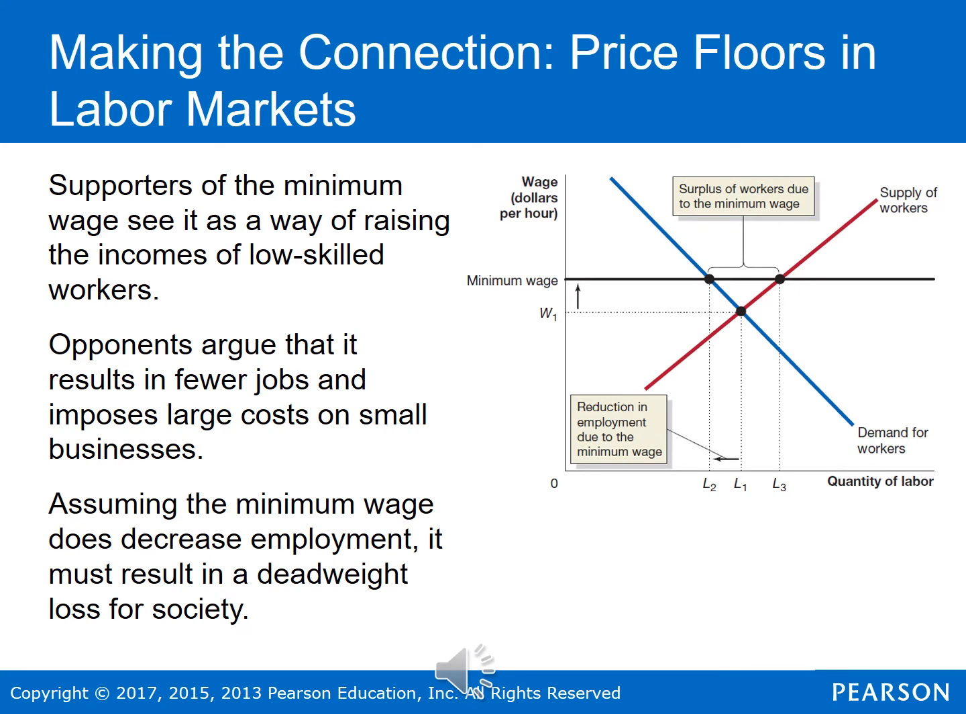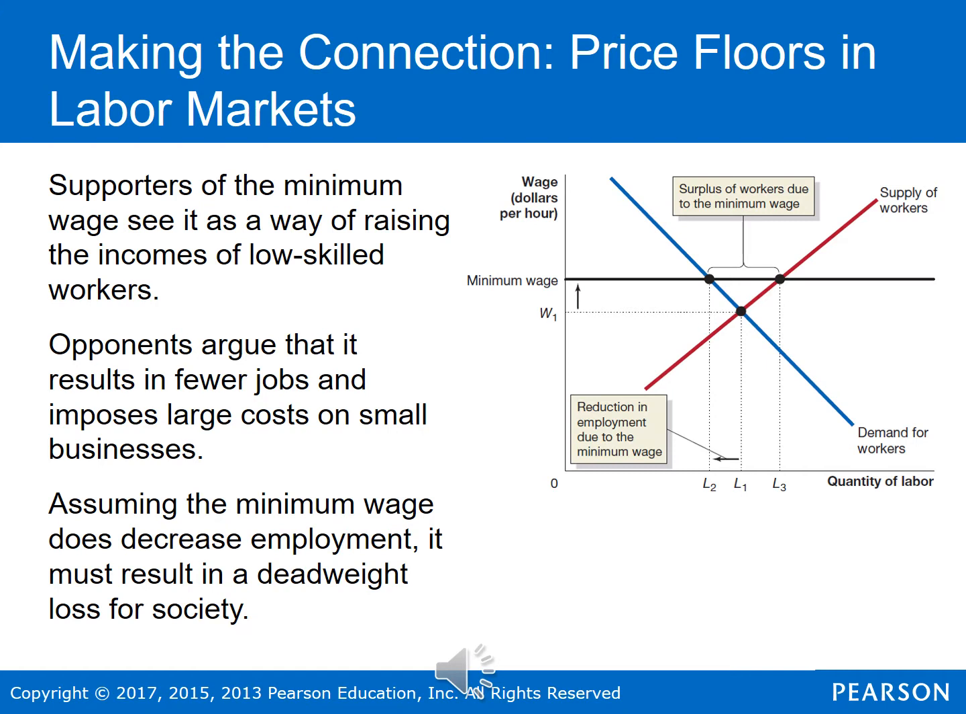Now let's look at another example. This time we'll turn to the labor market. So an example of price floors in the labor market is minimum wage. Supporters of minimum wage see it as a way of raising the income of low-skilled workers. Opponents, on the other hand, argue that it results in fewer jobs and imposes a large cost on small businesses. So if we assume that the minimum wage does decrease employment, it must result in some deadweight loss for an economy.